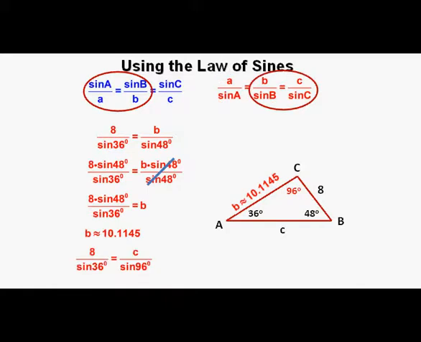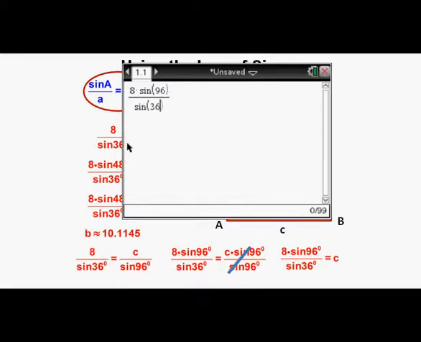Next, we set up our equation to find the side c. For this, we use the portion of the law of sines equation that relates b over the sine of angle B to c over the sine of angle C. And it's 8 over the sine of 36 degrees equals c over the sine of 96 degrees. To solve for side c, multiply both sides of the equation by the sine of 96 degrees. The sine of 96 degrees over the sine of 96 degrees cancel to equal 1 on the right side of the equation. And we have c equals 8 times the sine of 96 degrees divided by the sine of 36 degrees. And here it is entered in the calculator.